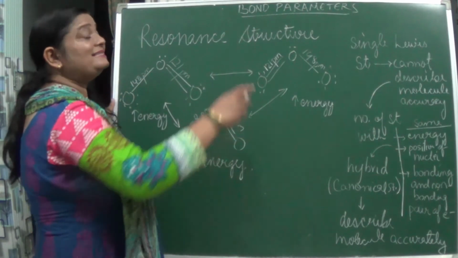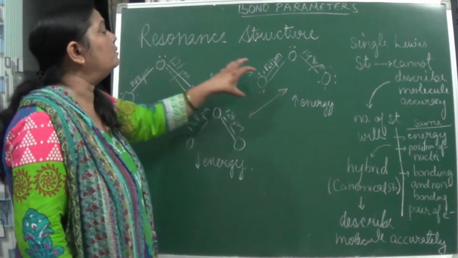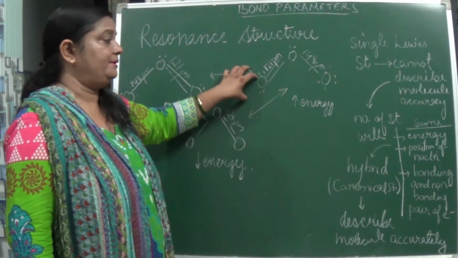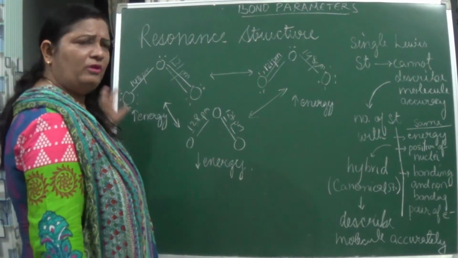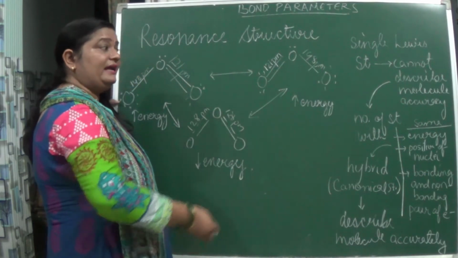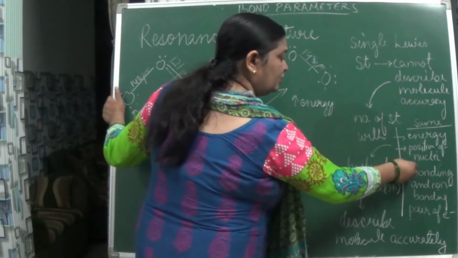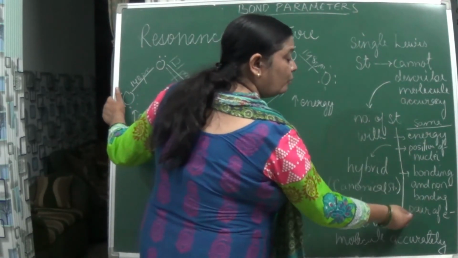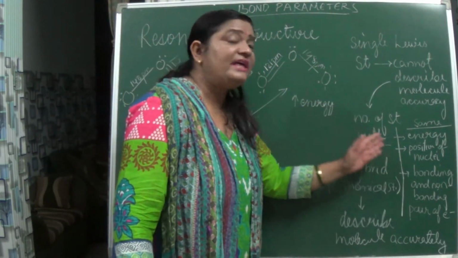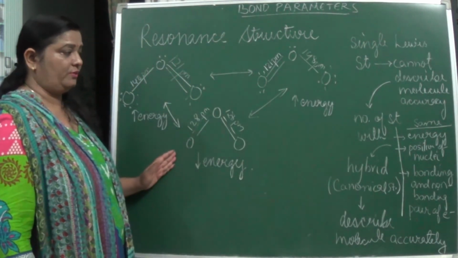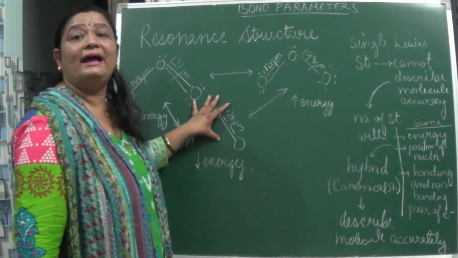So a single Lewis structure could not describe a molecule accurately. So what happened? Because of that, something in between will be followed. Here, what should be the same? The energy, the position of the nuclei, and the bonding and non-bonding pairs of electrons. These should be similar, thereby forming a hybrid structure. So this hybrid structure describes the molecule accurately.